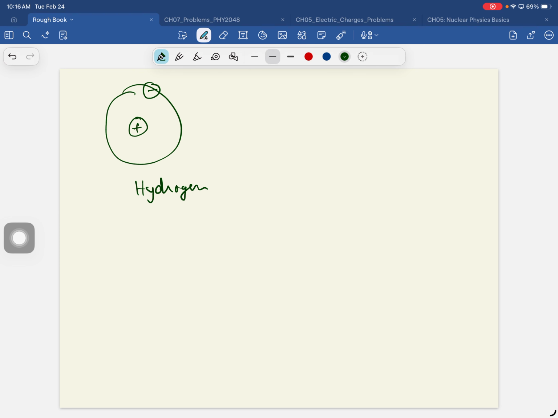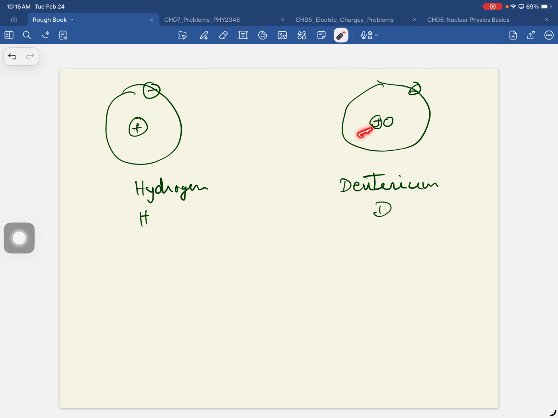We'll make an isotope of hydrogen called deuterium. You guys have heard of heavy water? The symbol for this is D, this is H. Heavy water is just, in the nucleus, there's a proton and a neutron. And since it has only 1 proton, this is also an isotope of hydrogen. This guy is just the heavier cousin.